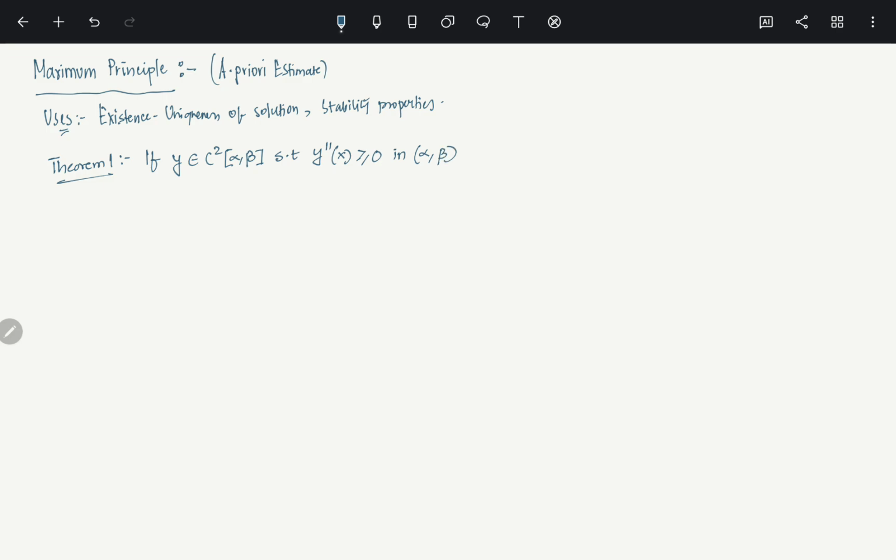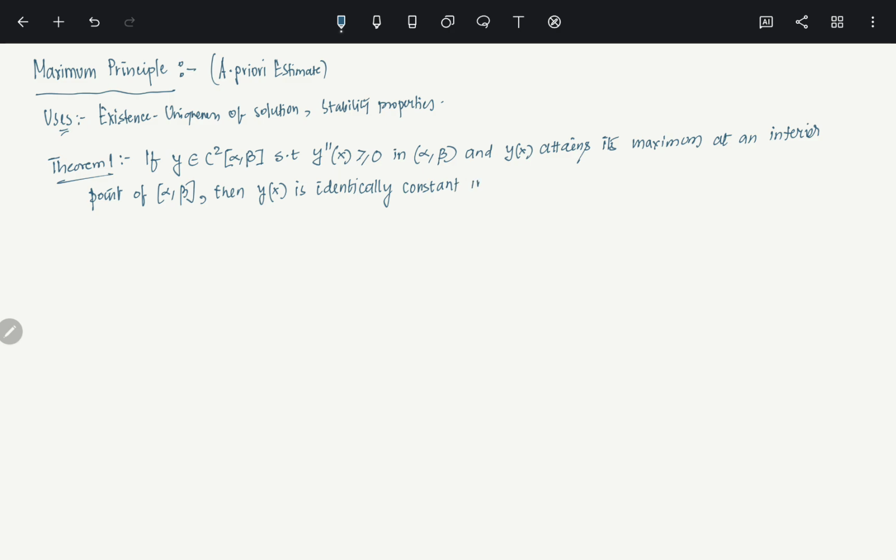The double derivative being greater than or equal to 0 means it is a convex function. And if y(x) attains its maximum at some interior point of (alpha, beta), then an amazing thing happens: y(x) is identically constant in [alpha, beta]. Beautiful theorem, right?